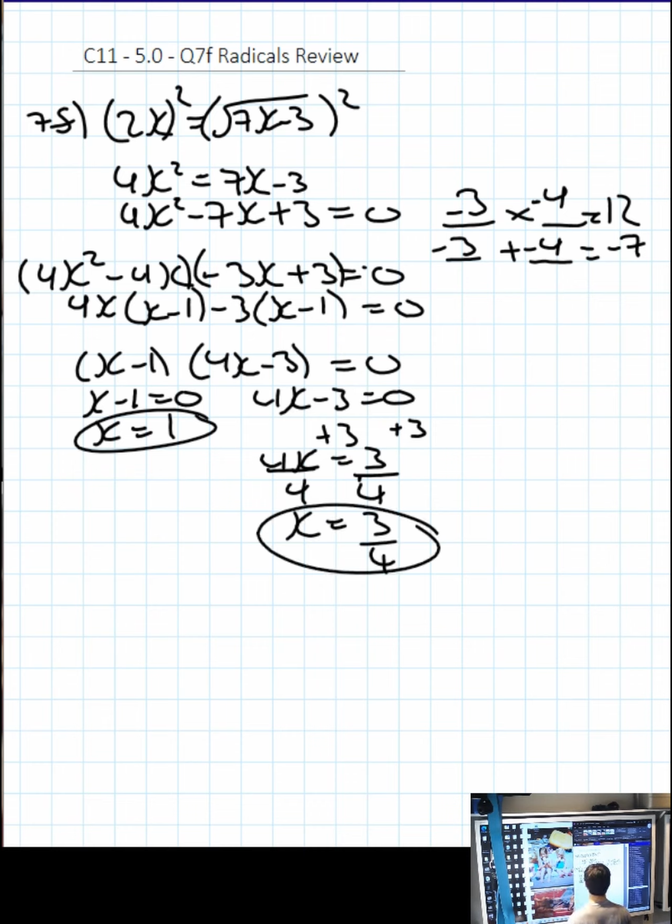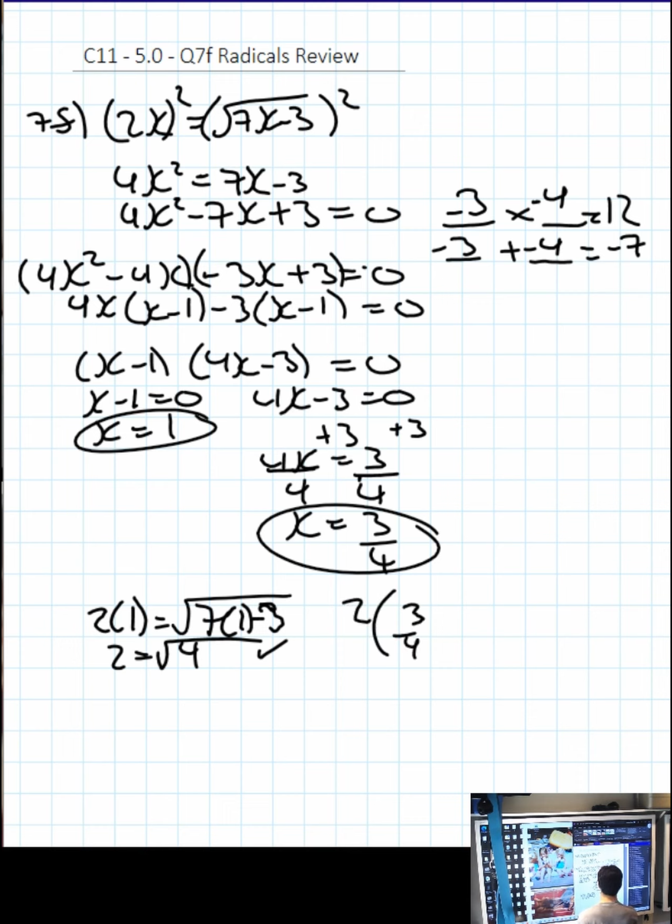Okay, now we're going to check our answers by putting them back in. So we have 2 times 1 equals the square root of 7 times 1 minus 3. On the left-hand side, that's going to be 2. On the right-hand side, that's going to be the square root of 4, which is correct. Check mark.